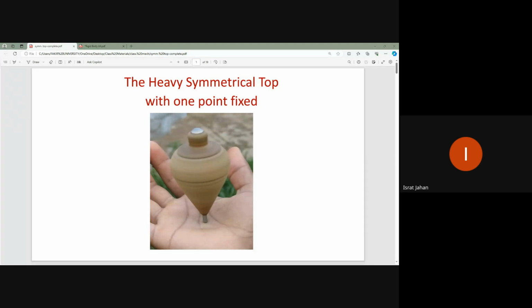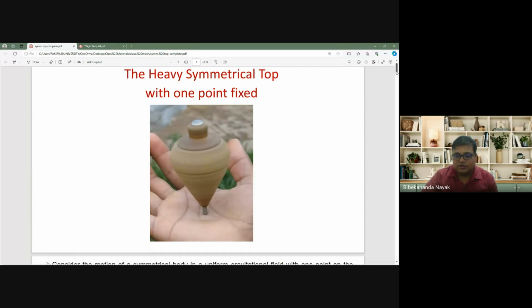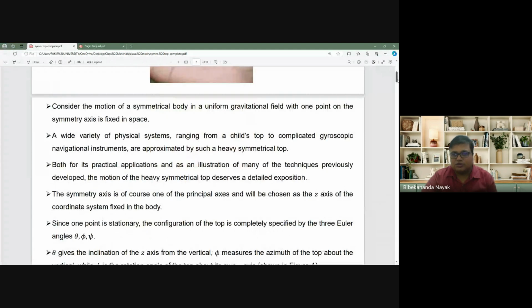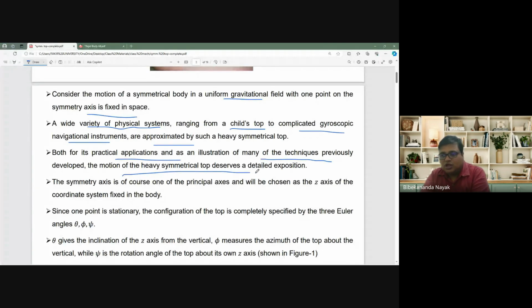Okay. So heavy symmetrical top is the last part with one point fixed. This is like a rigid body. Consider the motion of a symmetrical top in a uniform gravitational field with one point on the symmetry axis fixed in space. A wide variety of physical systems, ranging from a child's top to complicated gyroscopic navigational instruments, are approximated by such a heavy symmetrical top. Both for its practical application and the illustration of many of the techniques previously developed, the motion of a heavy symmetrical top deserves a detailed exposition.